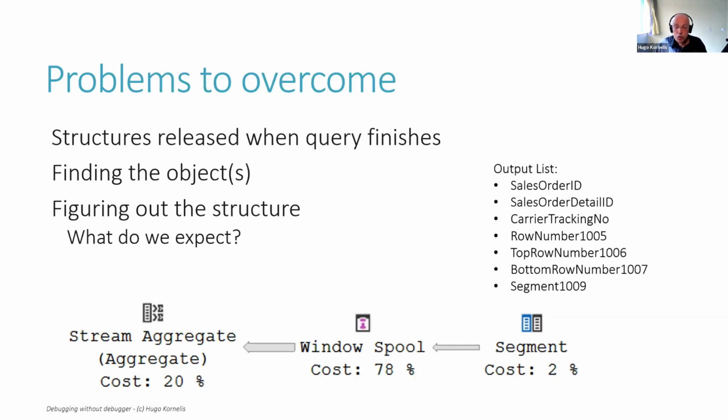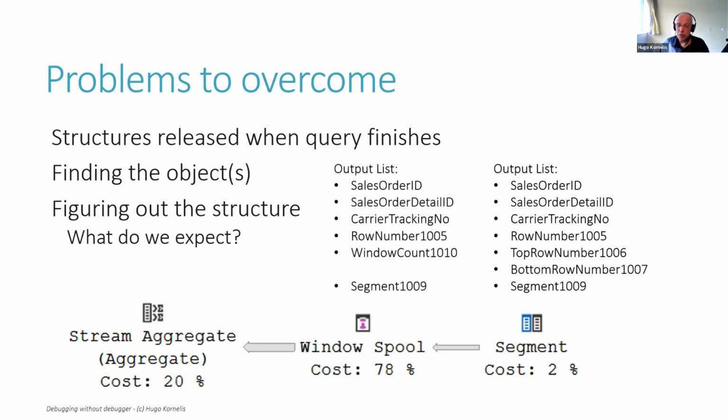The window spool also has its output list where it returns sales order ID, sales order detail ID, carrier tracking number, the row number, a new column window count, and once more the segment column. Now, if you see that the first 4 columns are exactly the same from the segment to the window spool and from the window spool to the stream aggregate, then it makes sense to expect that those columns will be stored in the work table of the window spool. Because otherwise, where else would the window spool take it from if it has so many rows and it even needs to read ahead because there are rows after the current row that are also in the window. So that makes sense that they are stored in the work table.